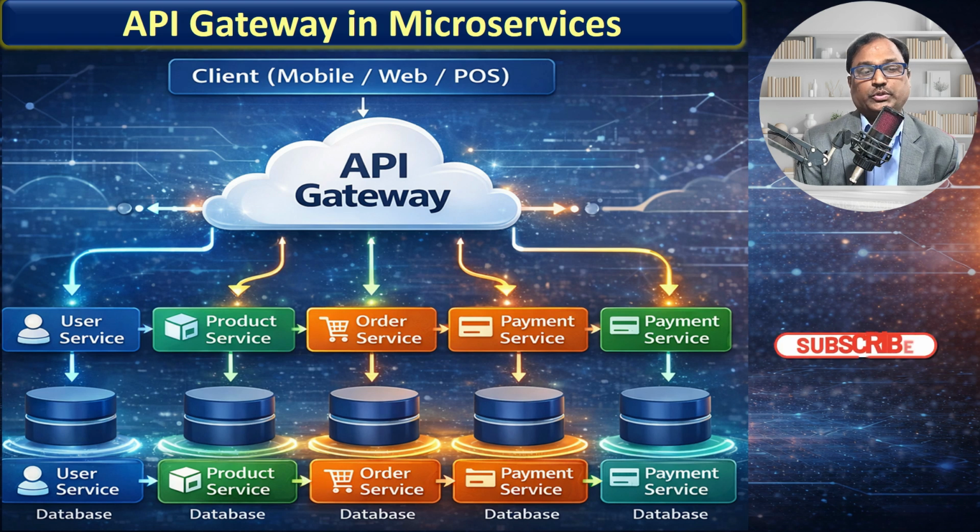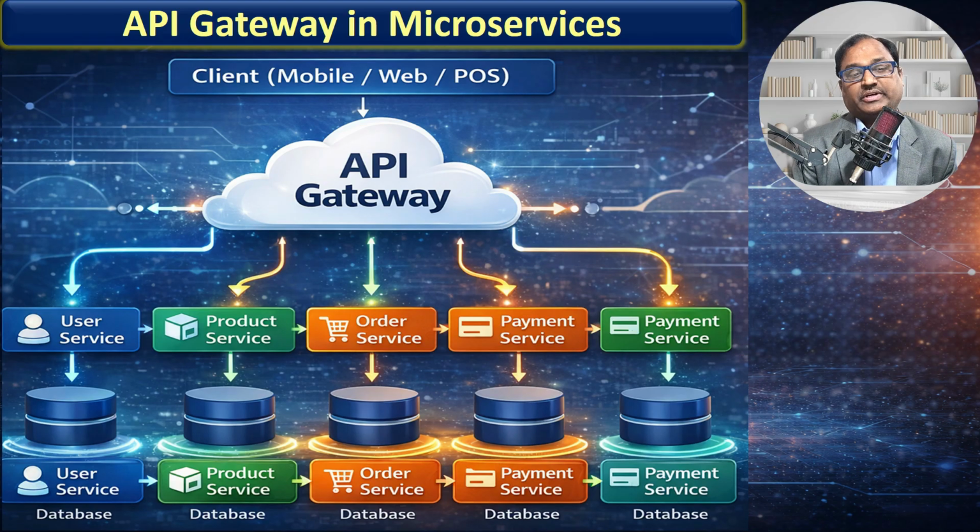API gateway. The usage of API gateway in microservice architecture is when many microservices exist. Clients should not call each service directly. Instead, all requests go through a single entry point called API gateway. An API gateway acts as a central door for all client requests.